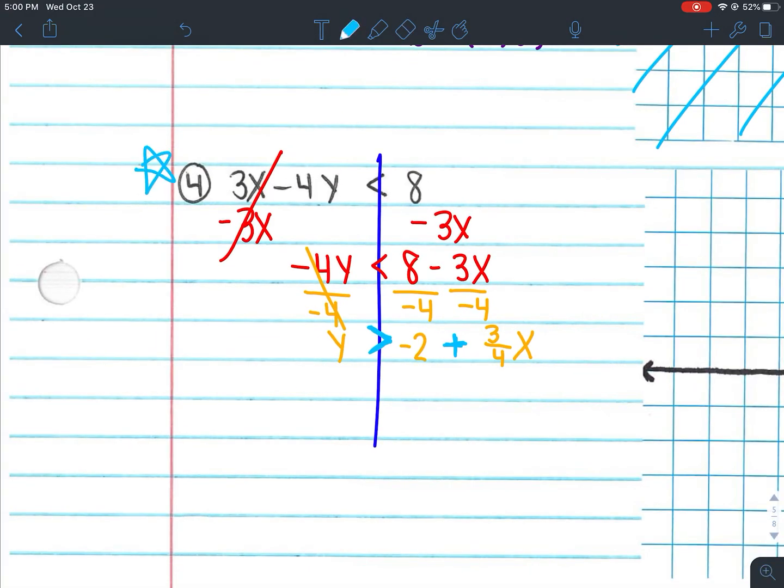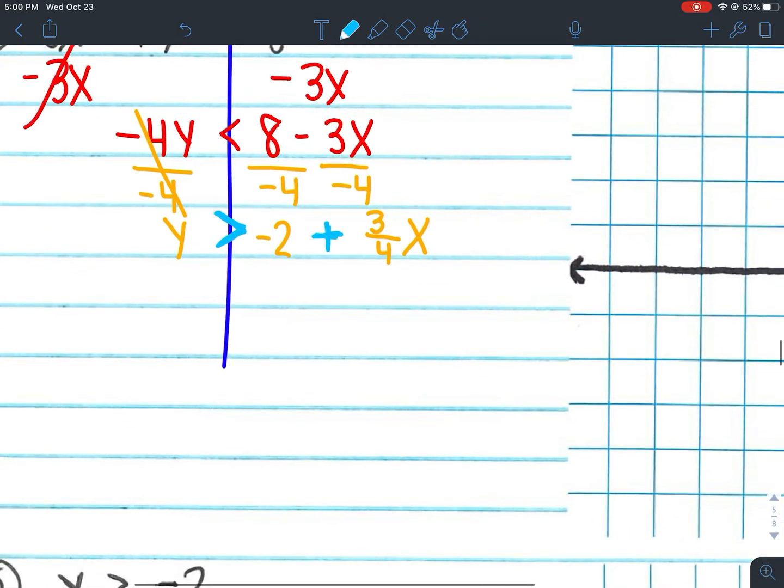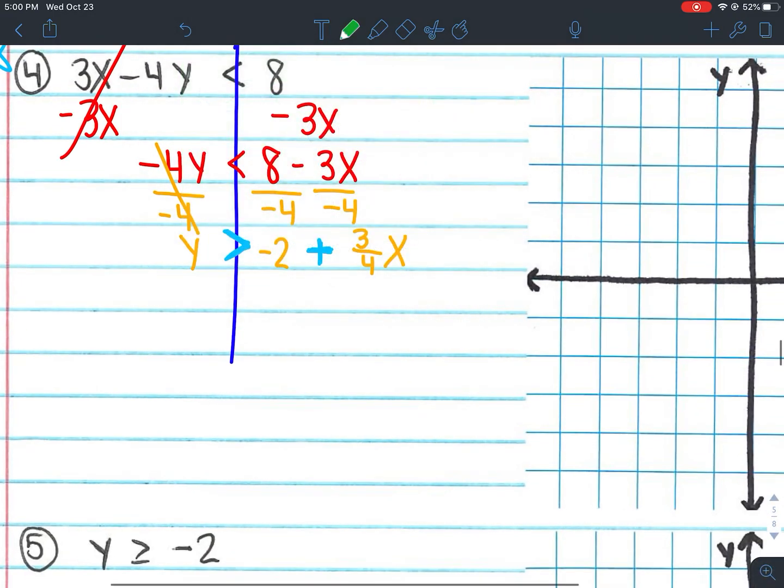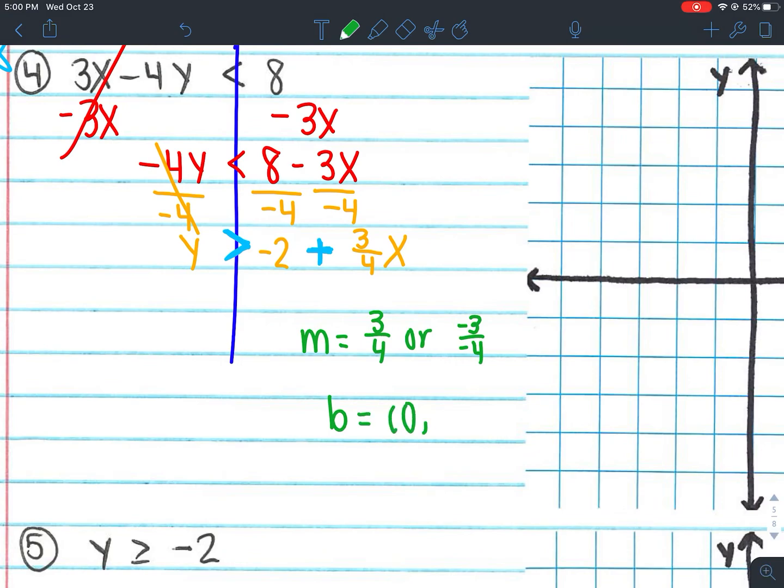So the mistakes that we commonly make are in baby blue. And I'll go ahead and make the star baby blue so that we know. So those are the ones that we commonly make a mistake with. We forgot to change the inequality sign, and we forget that a negative divided by negative is a positive. So our slope here is positive 3 over 4. Or negative 3 over negative 4.